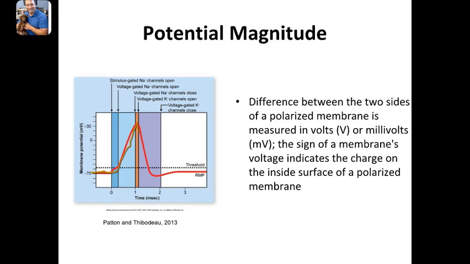Then the nerve is going to go back down to the normal resting membrane potential. That is dictated by potassium channels opening. So on the rise, sodium channels open. On the descent, potassium channels open, and we're back down to the resting membrane potential.